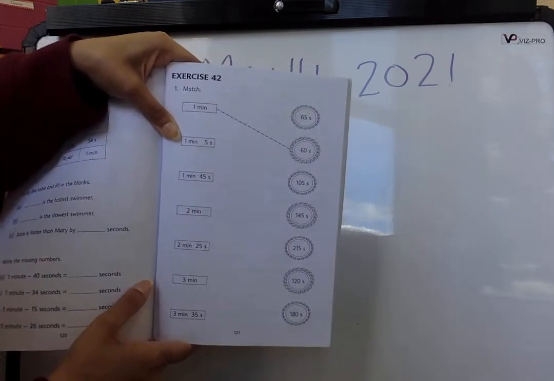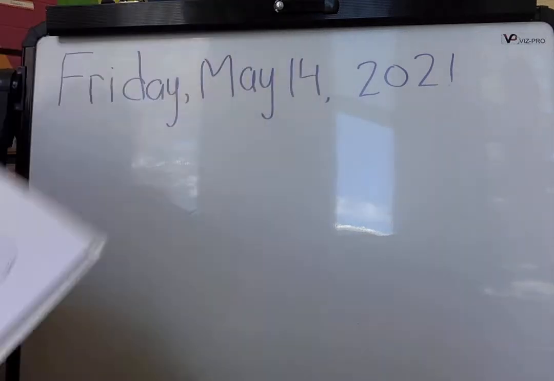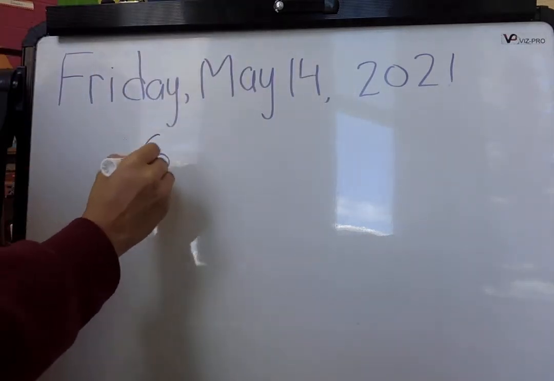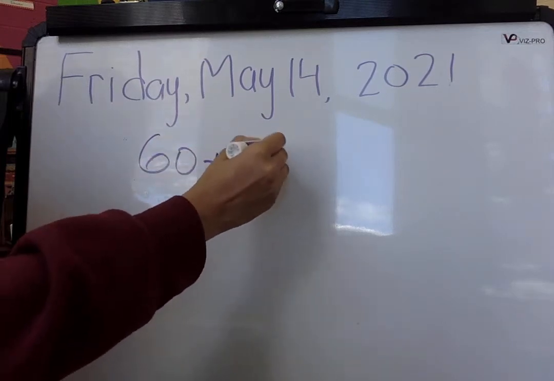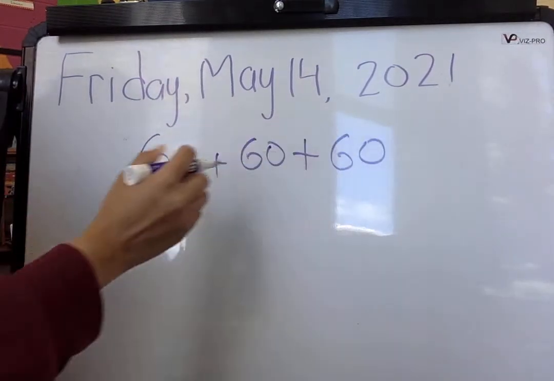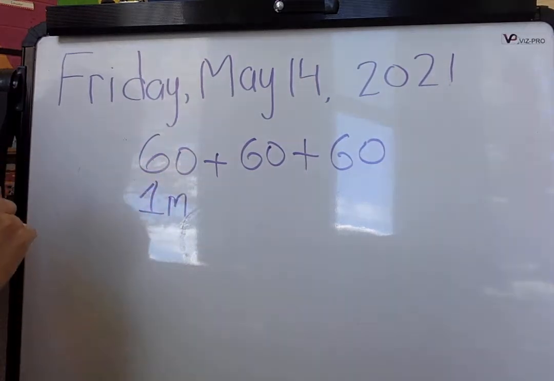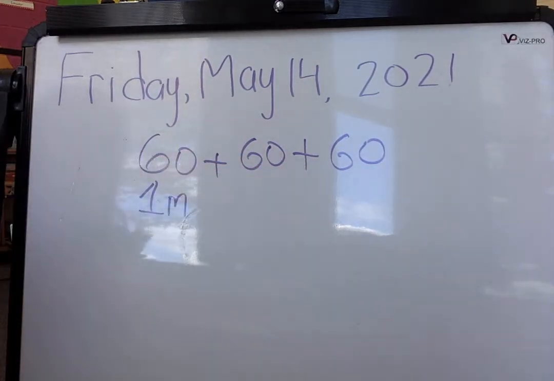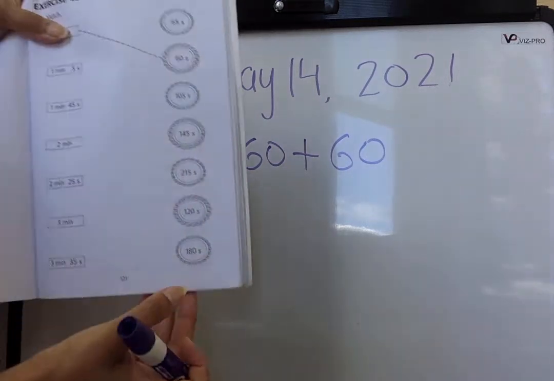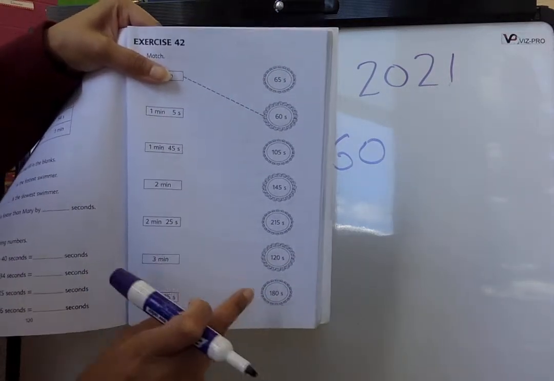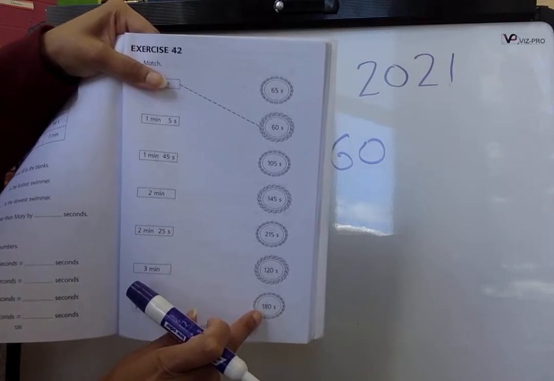Then we have 3 minutes. 3 minutes would be 60 plus 60 plus 60, right? Because 1 minute equals 60 seconds. So 3 minutes equal 180 seconds. So you're going to match your 3 minutes to 180, okay?